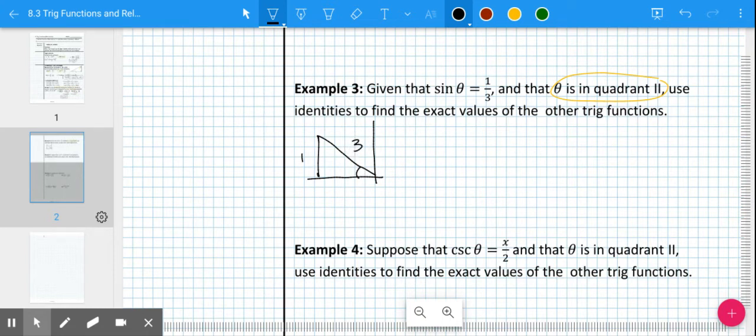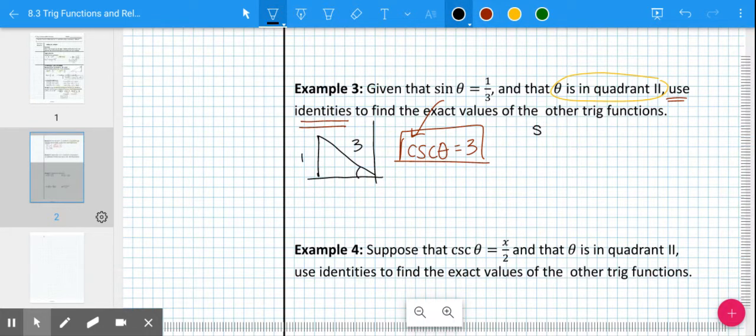Now, we've done this before using a visual graphing method. What we're going to do instead of solving it that way, like we've done in the past, is this time use identities to help us. So the first identity I'll use is the reciprocal identity. If sine is 1/3, cosecant is 3. That's a nice, easy one. Done. Then what I'll probably do is use my Pythagorean identity.